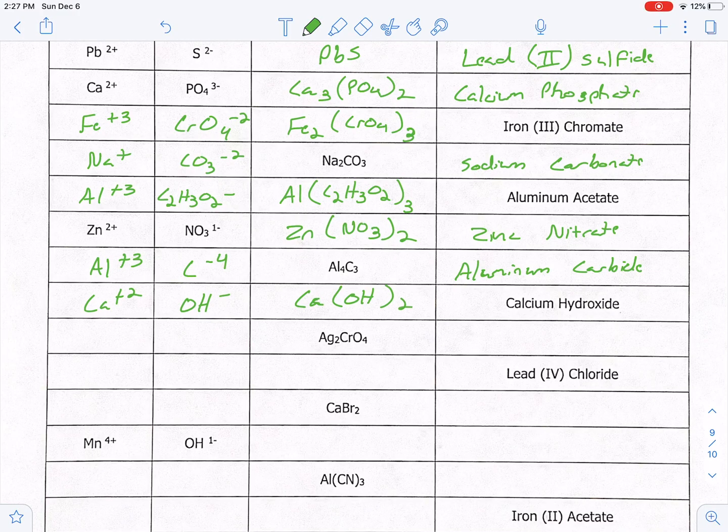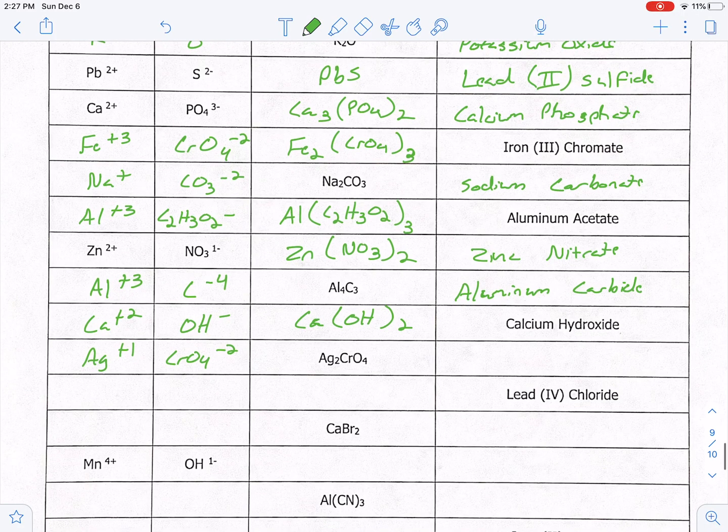Okay, Ag2CrO4. Okay, so CrO4 is on your list. That is chromate, so -2. And Ag is on your periodic table, always has a charge of +1. Okay, so always has a charge of +1, so it's just going to be silver, no Roman numeral. Okay, CrO4 is going to be chromate.